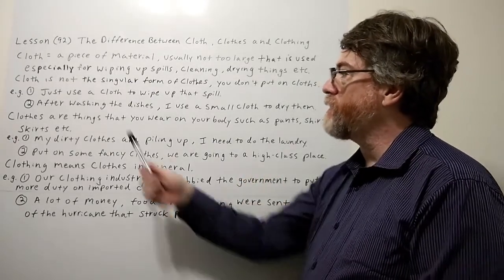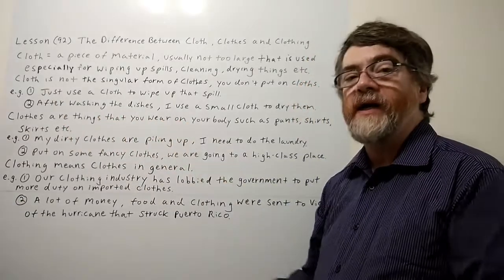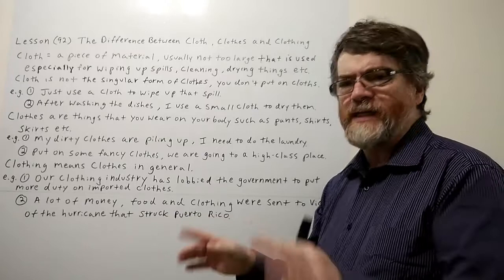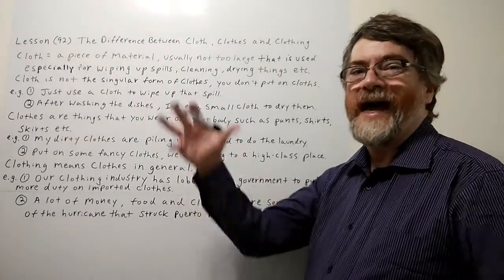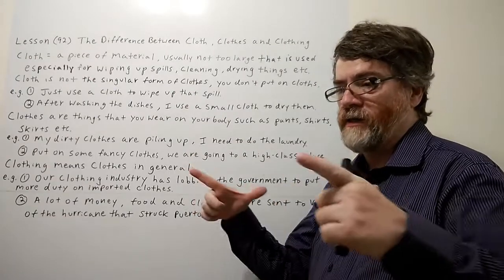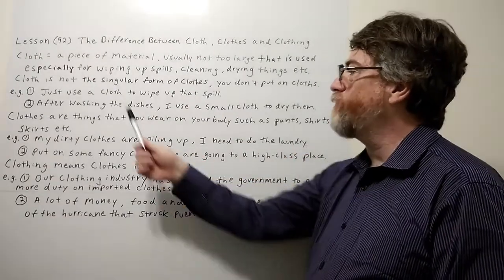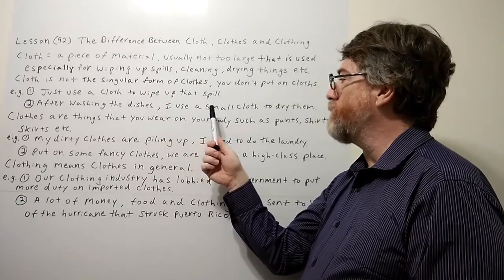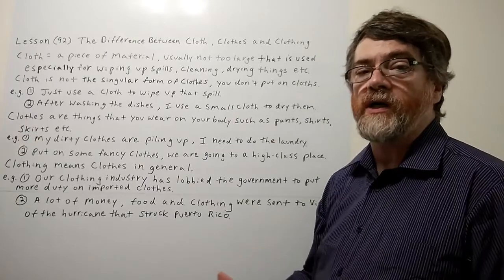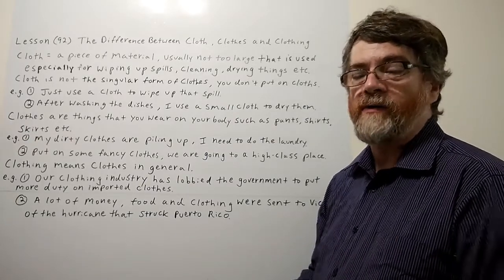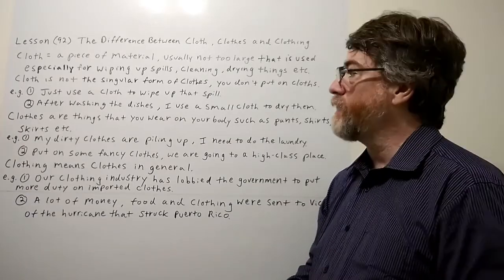All right, so here are some examples. Just use a cloth to wipe up that spill. So that's why they tend to be a little on the smaller side. It's usually not something like a big towel. It's usually much smaller. After washing the dishes, I use a small cloth to dry them. You could have a drying cloth. You could have a washing cloth. You could have either one. You could have it special for this use, basically.